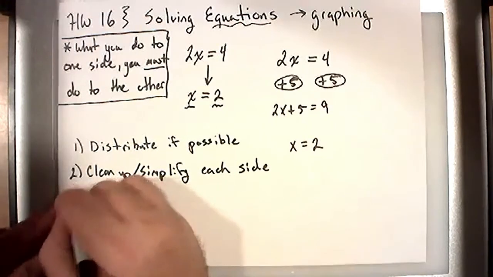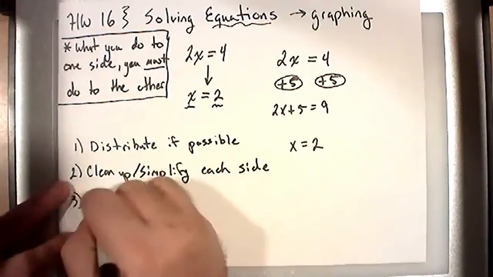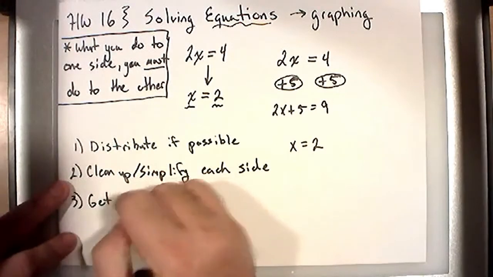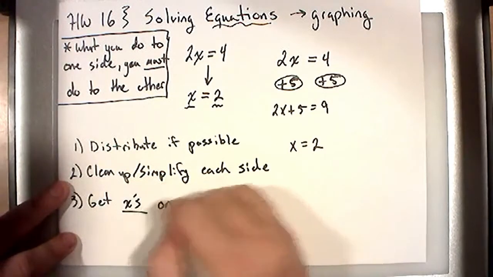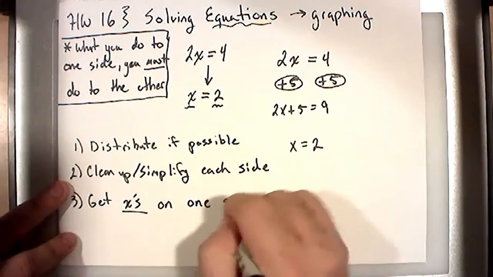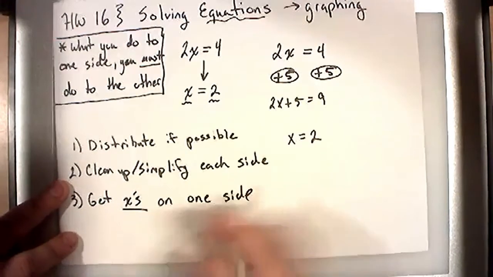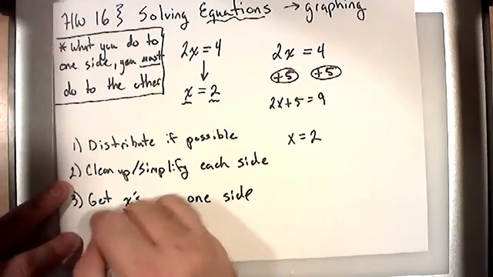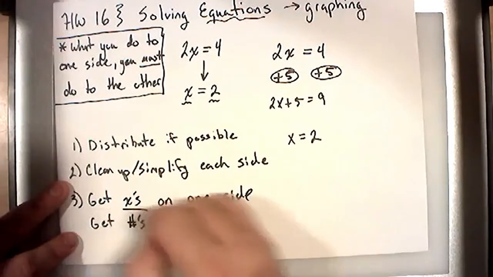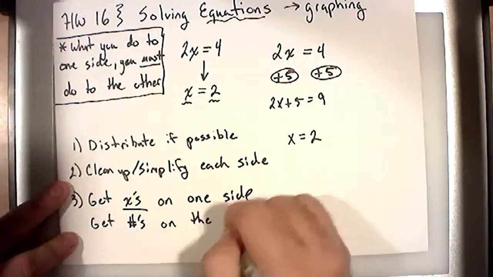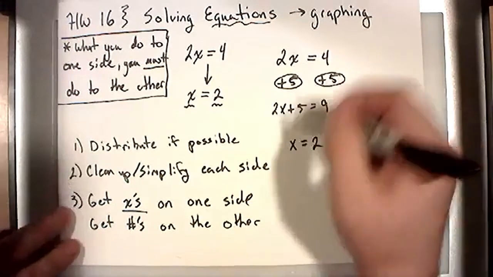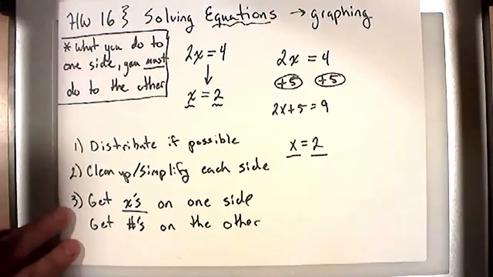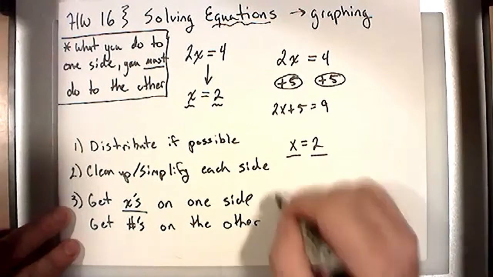Third step, and really the main step here, get x's, and obviously it does not have to be x's. It could be whichever variable you're using. Get x's on one side. And then, it's really step 3, get numbers on the other. All right? Get the x's on one side, get your numbers on the other, and then you will have your solution. How do you do this, though?